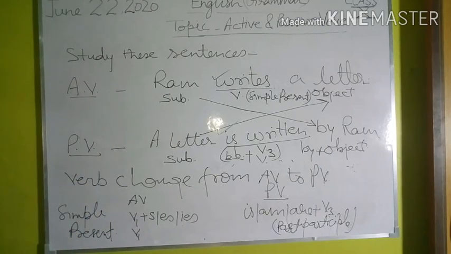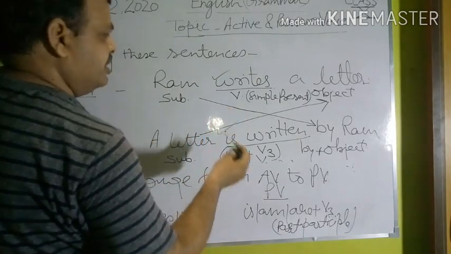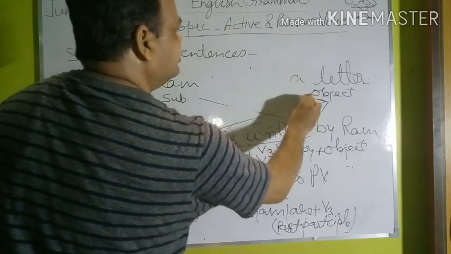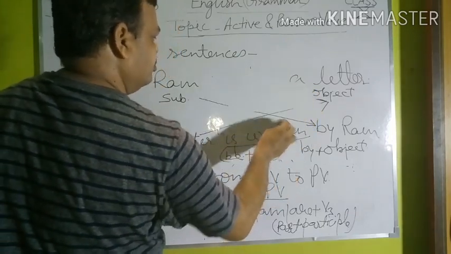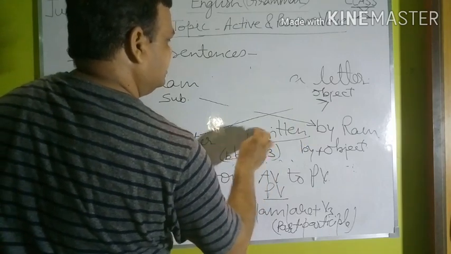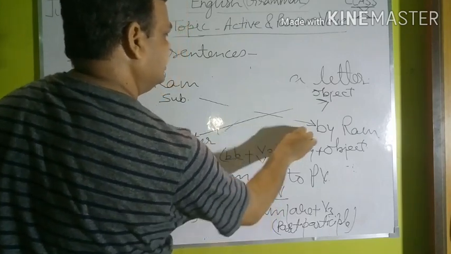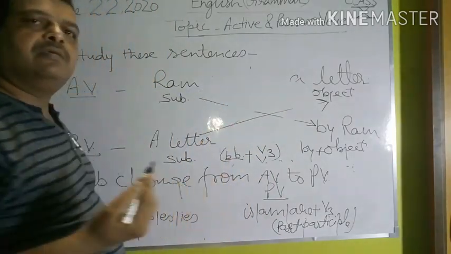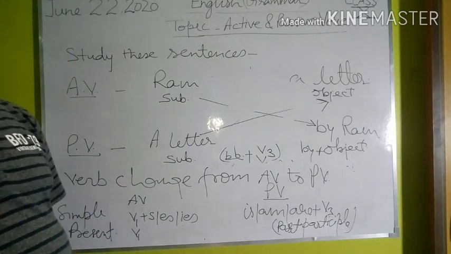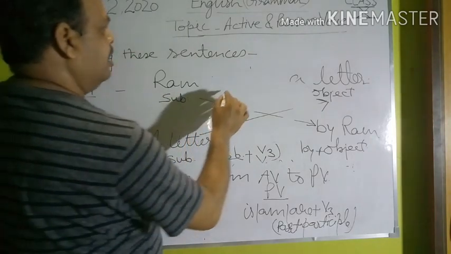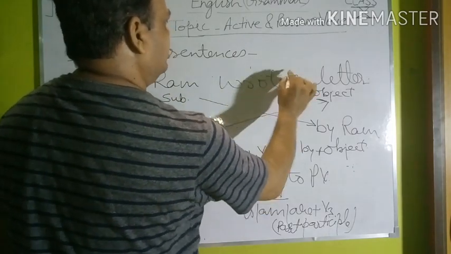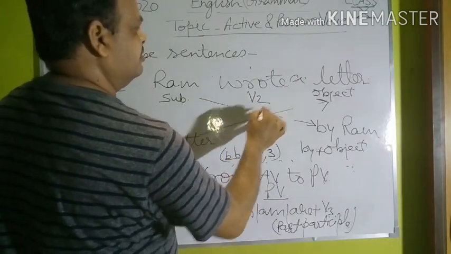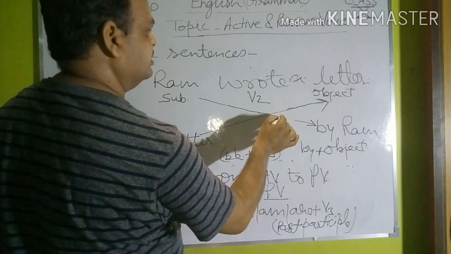Now we will study simple past tense. I just make a slight change here. I am changing the verb, and the rest of the things are the same. In the simple past tense, we know that only the second form of the verb is used. So we can write here Ram wrote a letter. Here we have used the second form of the verb.